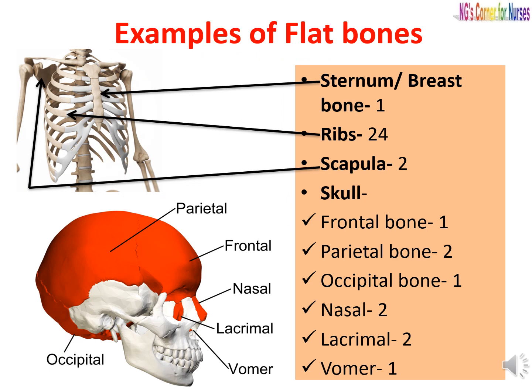First is the sternum or breastbone, which is 1 in count in our body. Then 24 ribs, 2 scapula and in the skull the flat bones are frontal bone 1, parietal bone 2, occipital bone 1, nasal bone 2, lacrimal bone 2 and vomer 1. So the total number of flat bones in our body is 36.